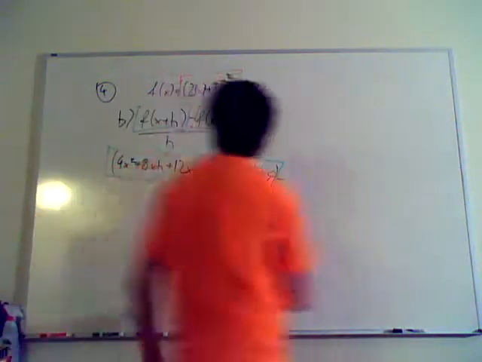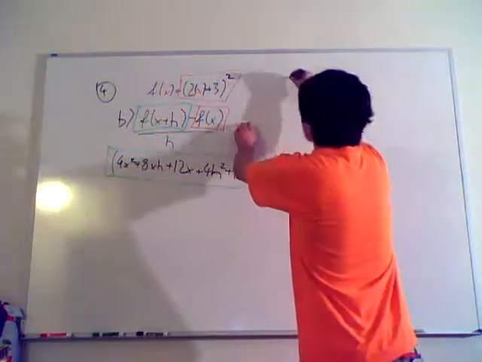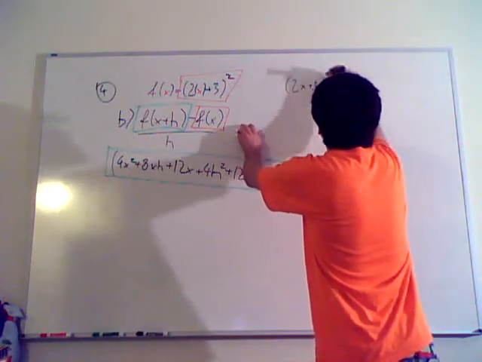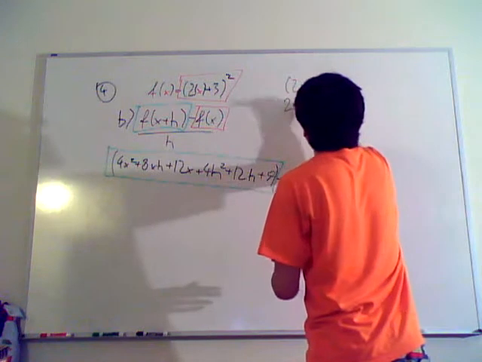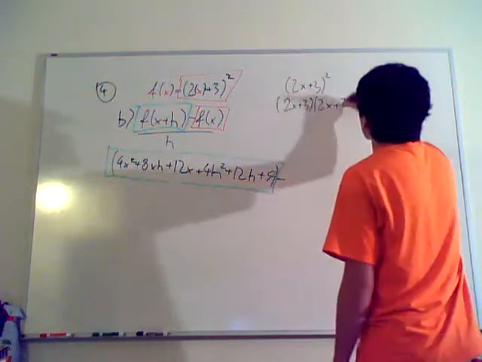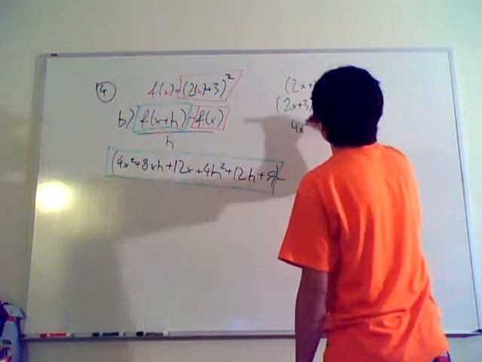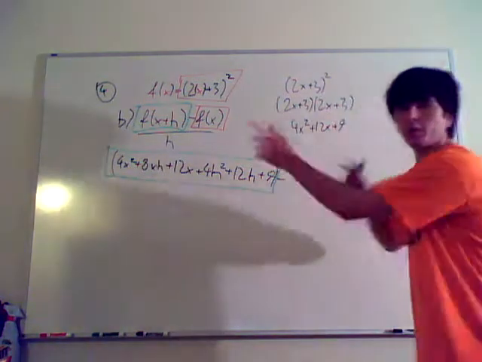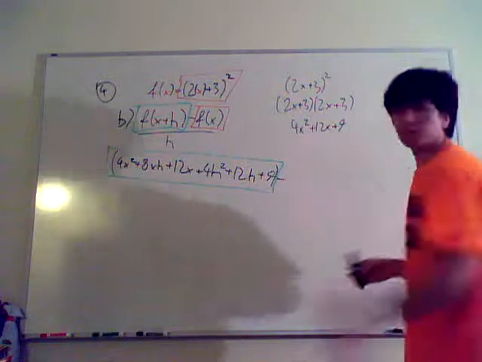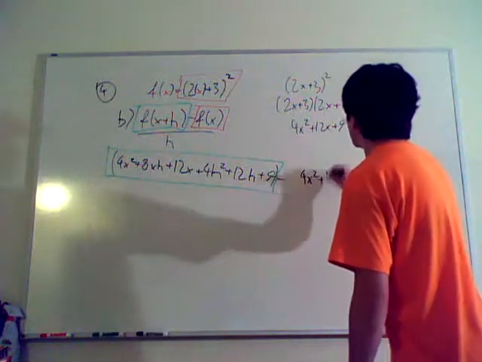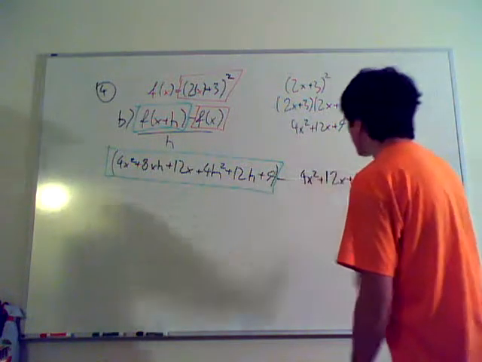Alright. Minus f of x. Now let's quickly simplify this. 2x plus 3 squared is the same thing as saying 2x plus 3 times 2x plus 3, which is 4x squared plus 12x plus 9. Foiling, I just did it really fast because this video is going to cut off soon. 4x squared plus 12x plus 9.